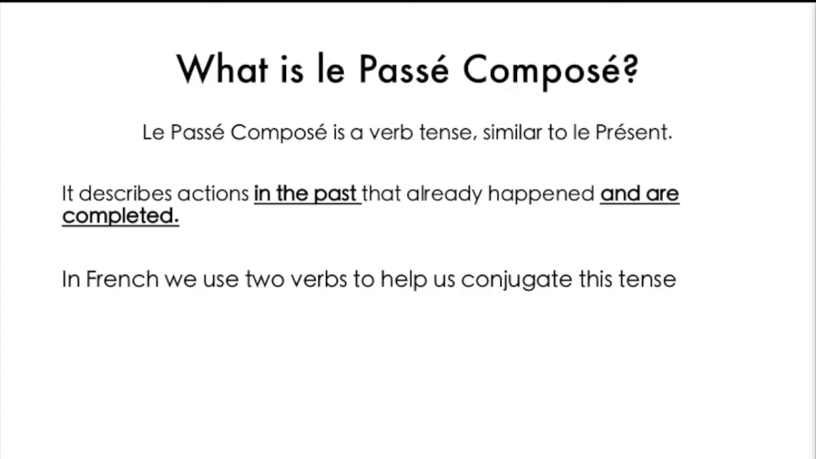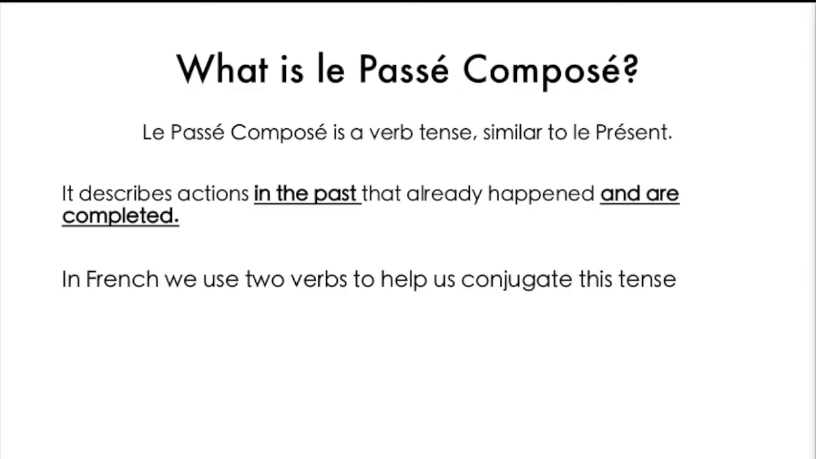Well, le passé composé is a verb tense similar to le présent. It describes actions in the past that have already happened and are completed. So it's important to remember this part. They're already completed. The action is finished. If the action is still ongoing, we have another verb tense called l'imparfait in French that we're going to use to conjugate those verbs. But if the action's already been completed, we're going to use le passé composé.